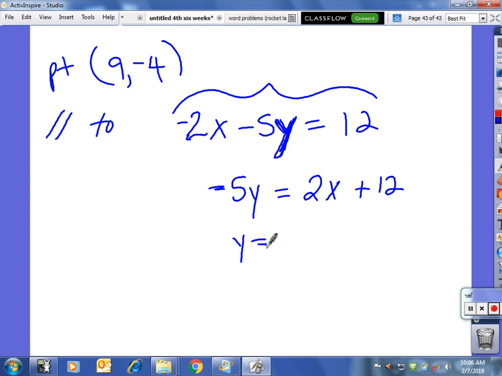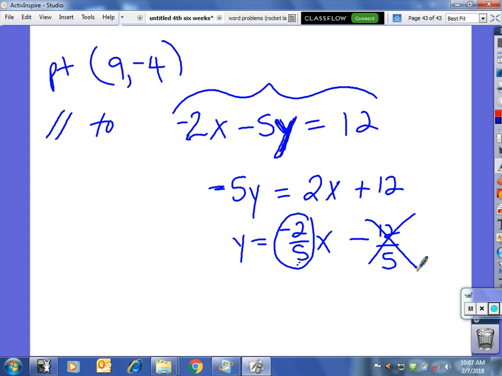Then I would have y equals 2 over negative 5, which is going to be a negative slope, negative 2/5 x. Well, it's actually going to be a negative y-intercept too. 12 divided by negative 5 is negative 12/5. What is the only thing I needed from all that work? The slope, because parallel lines have the same slope but different y-intercepts.